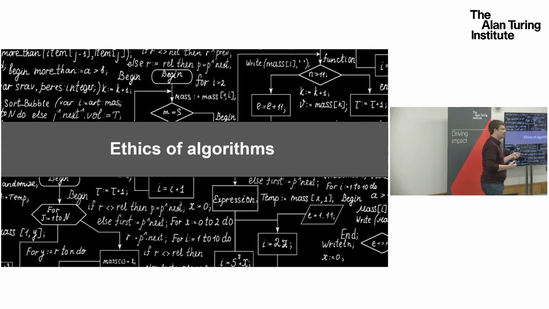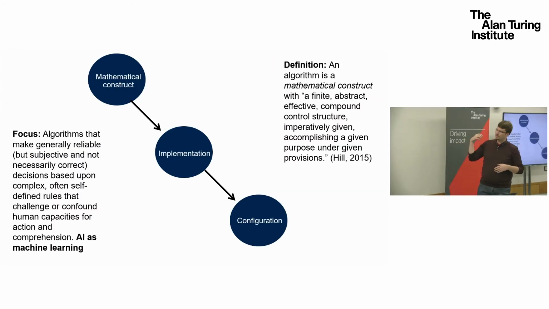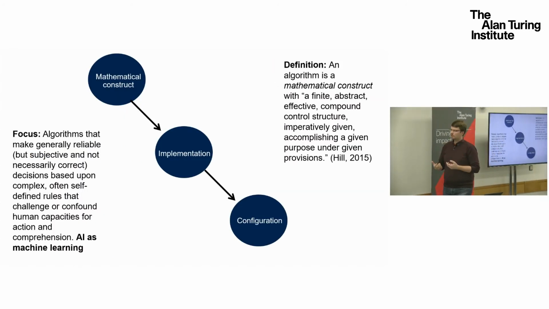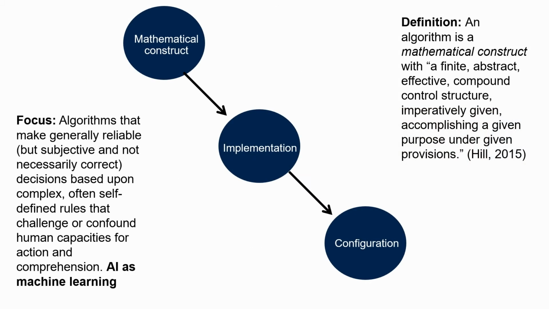But now I want to turn to one specific branch of data ethics. So I want to look at the ethics of algorithms in some detail. And again, this approach will be based on the paper that I mentioned earlier, if you want a bit more detail about it. Essentially, within the ethics of algorithms, we conceive of algorithms as occurring at least at three different levels of abstraction.